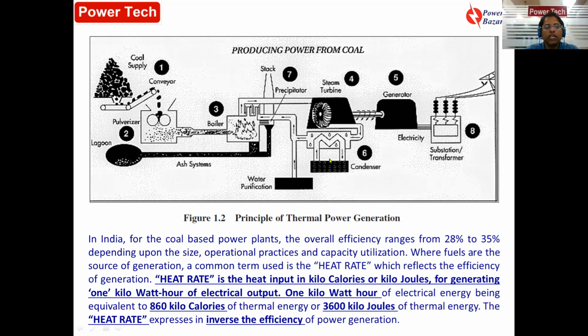And the hot water from the condenser goes to the cooling tower, where it gets cooled. It might be an induced draft cooling tower, or it might be a natural draft cooling tower. So this is the cooling tower circuit. This is the water and steam circuit. This is the power generating circuit. This is the flue gas circuit, and this is the ash circuit. This is the coal feeding. This is the typical process flow diagram of a thermal power plant.